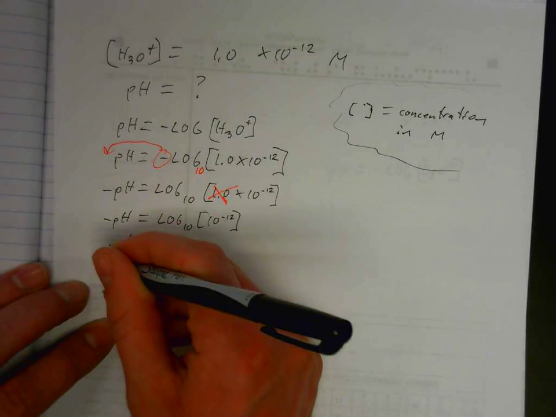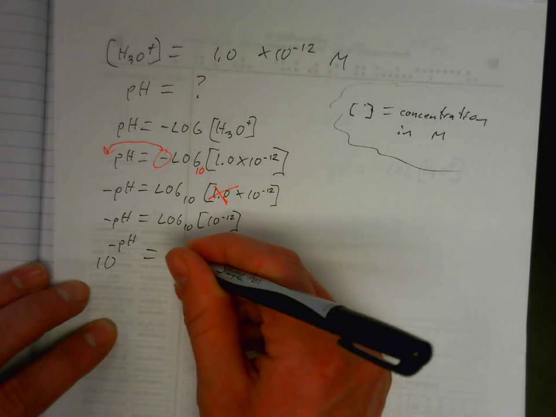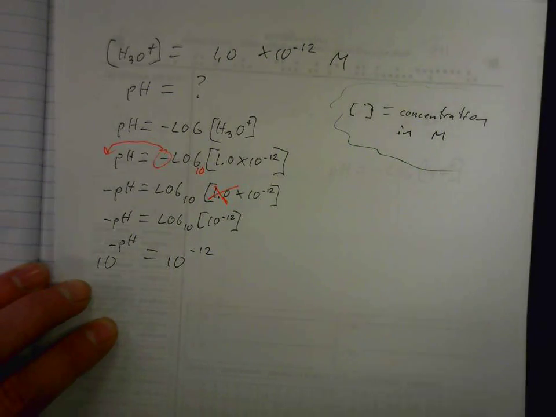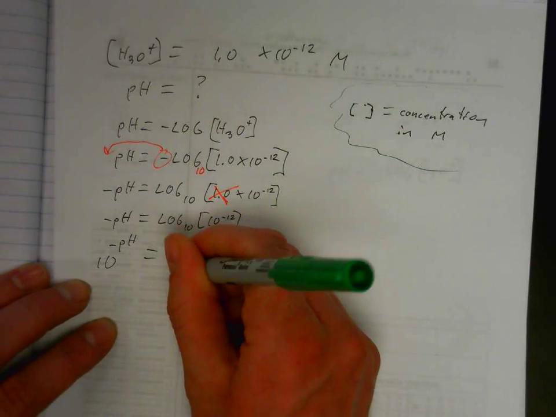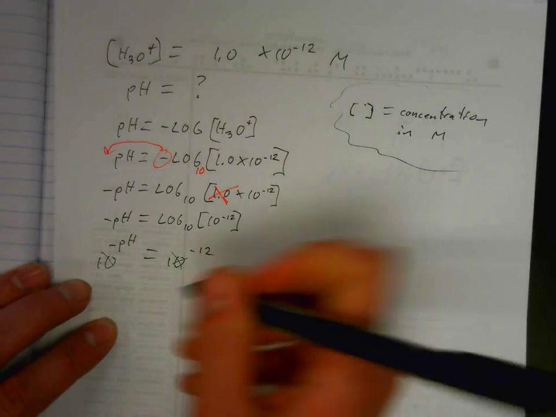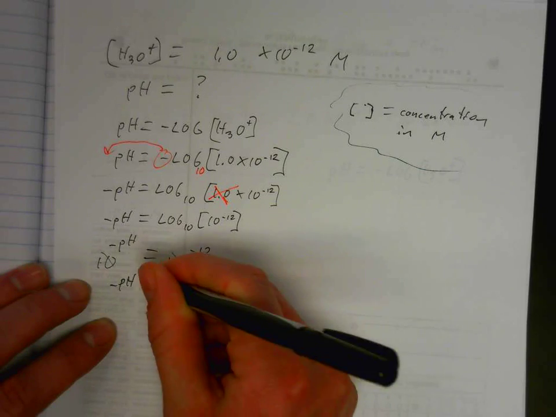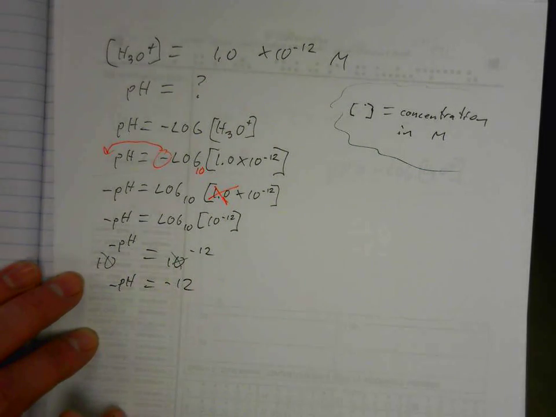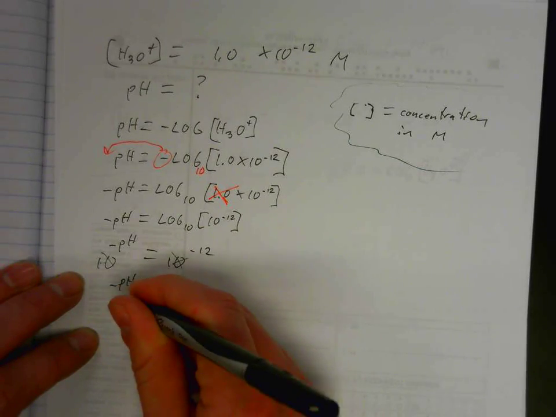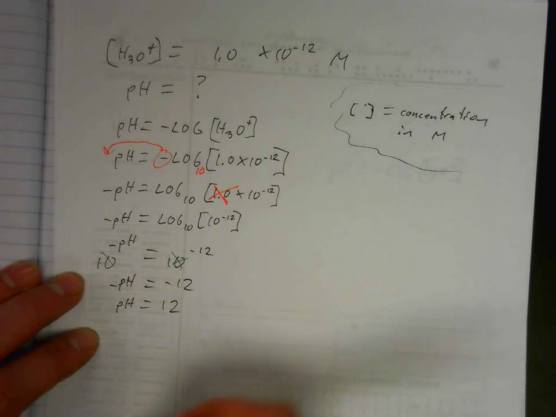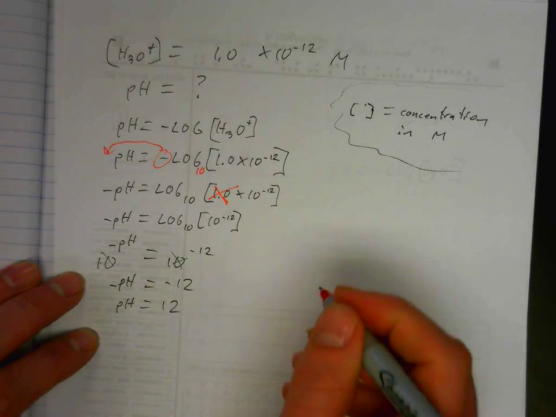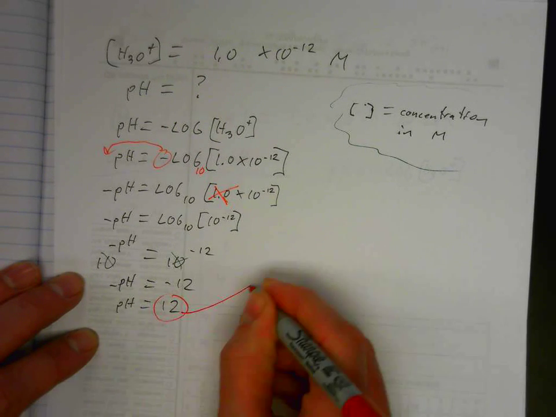The bases drop out, and the negative pH is equal to negative 12. Multiply both sides by negative 1. The pH is 12. Well, there's a shortcut. This number came from right here. Well, it's just like this problem we saw earlier.